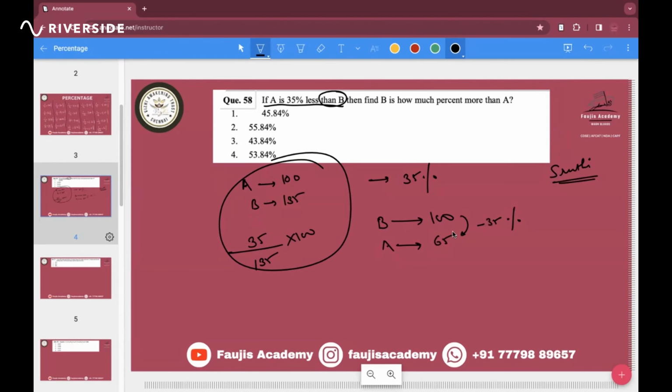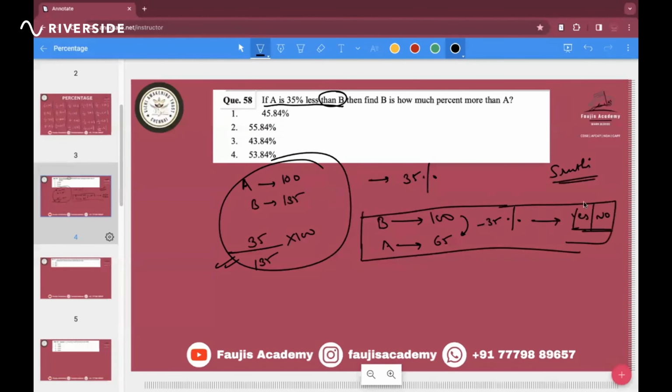Now tell me whether A is less than B by 35%, yes or no? Yes, sir. Did you guys feel the difference between this one and the other one? Yes, sir. This one and this one. Yes, there's a difference. This difference I want you guys to feel.